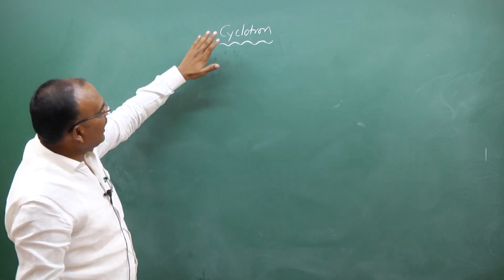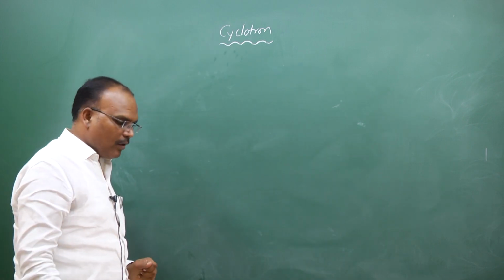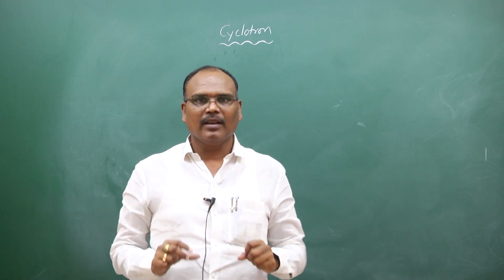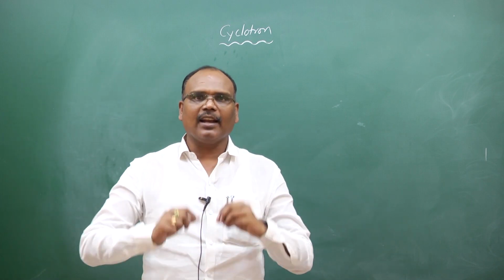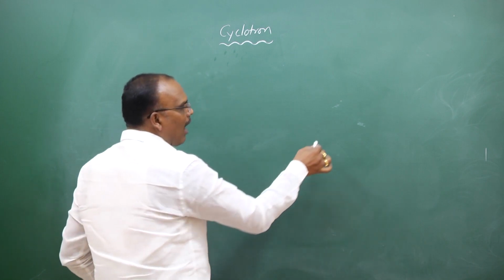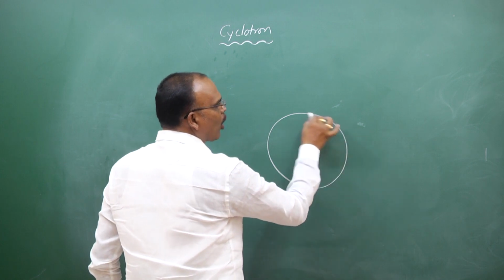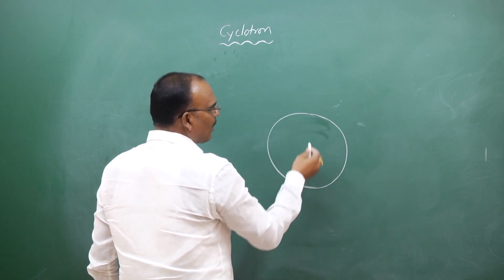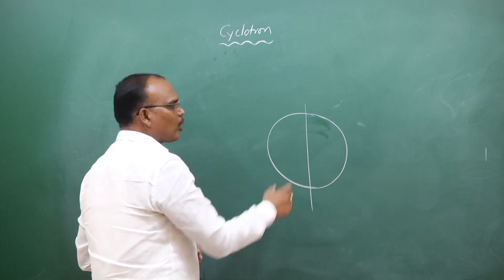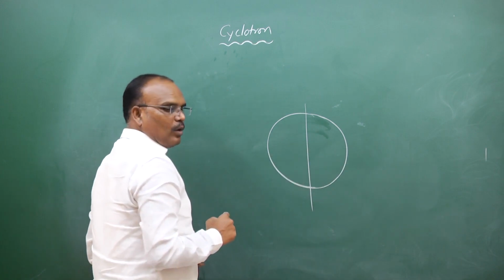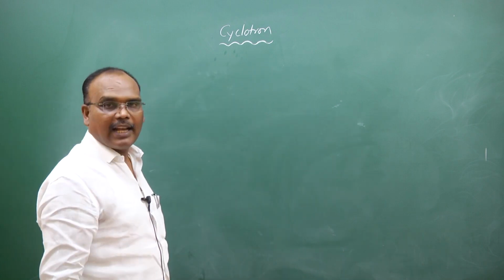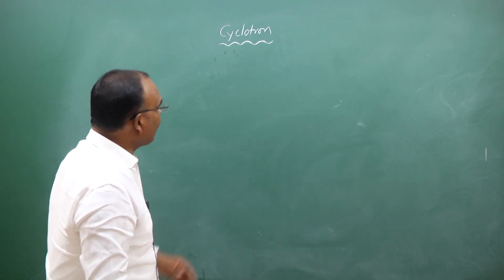Just see. In a cyclotron, we are going to use two hollow discs. Discs should be identical in shape and size. So whenever you have one hollow circular box, this hollow circular box is divided into two equal parts. Then you will get two identical Ds. The D inside is hollow. That diagram we are going to represent here.